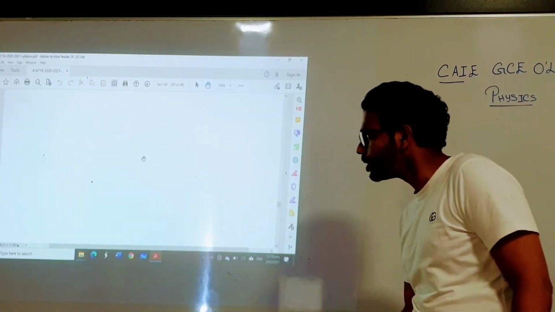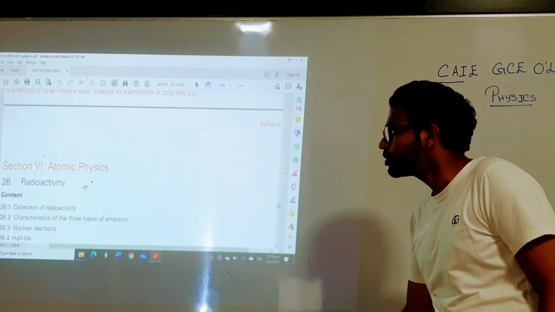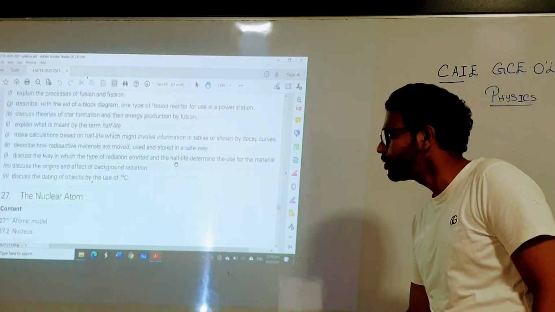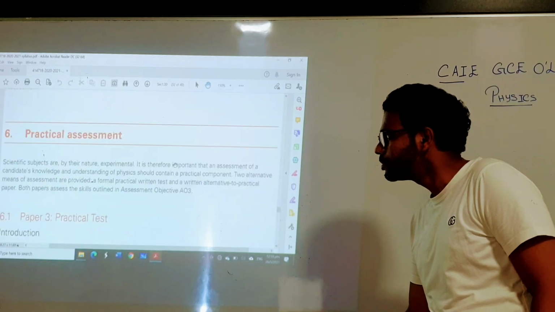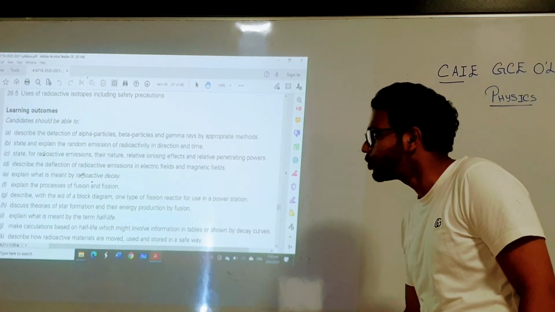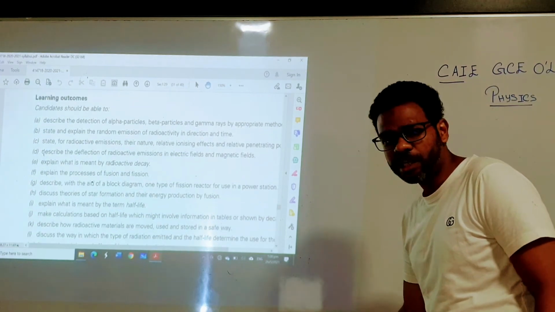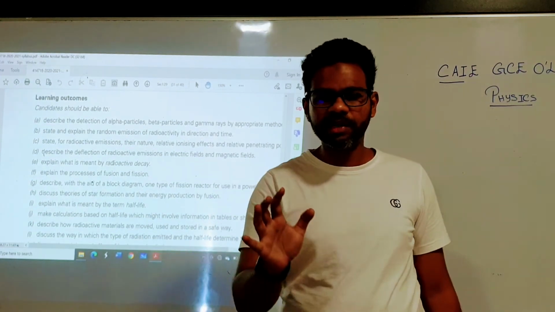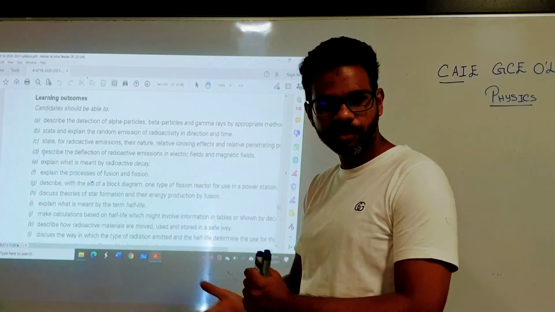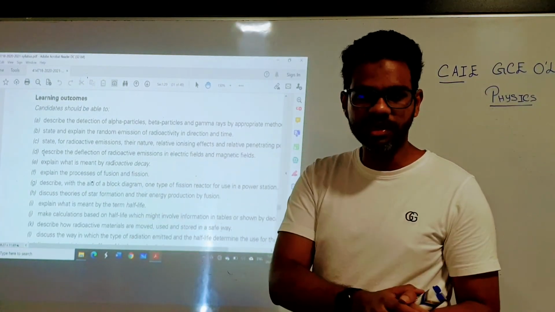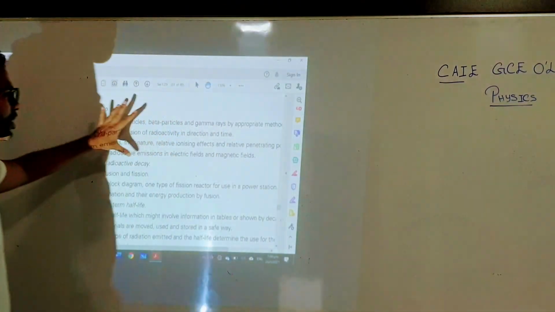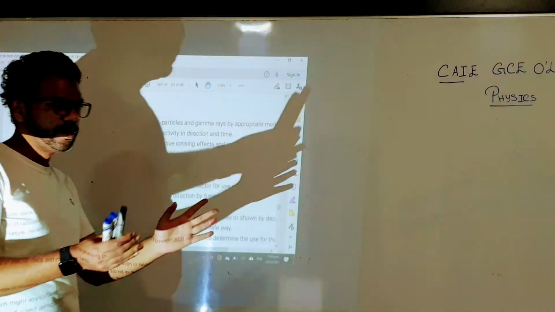And then the last part of the syllabus is section 6, atomic physics, which covers radioactivity and the nuclear atom. This one is mostly theoretical and covers a huge part of the syllabus. It's not very difficult, but the contents are more. It requires a lot of time to finish the syllabus for this one, but it's comparatively easier. There are a lot of theories in this part of the syllabus, which you have to learn how to write properly.